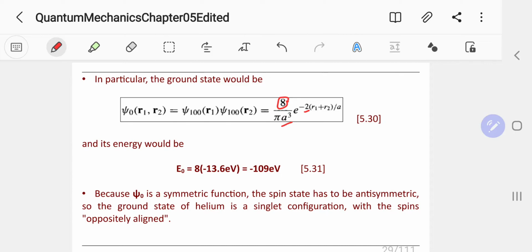So if you go back to chapter 4, for hydrogen atom you have phi 100 equals 1 over square root of pi a cube, and you have e to the negative r over a. But this a for the helium atom is now reduced by 1/2, so you will have a factor of 8 and a factor of 2 there.